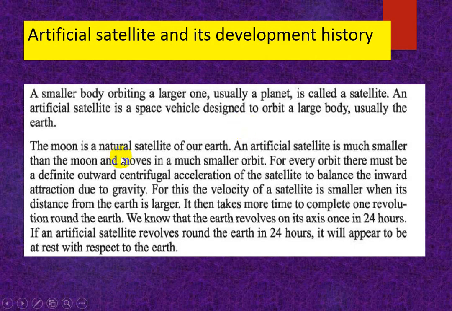The moon is a satellite of our Earth. An artificial satellite is much smaller than the moon and moves in a much smaller orbit. For every orbit, there must be a definite outward centrifugal acceleration of the satellite to balance the inward attraction due to gravity.